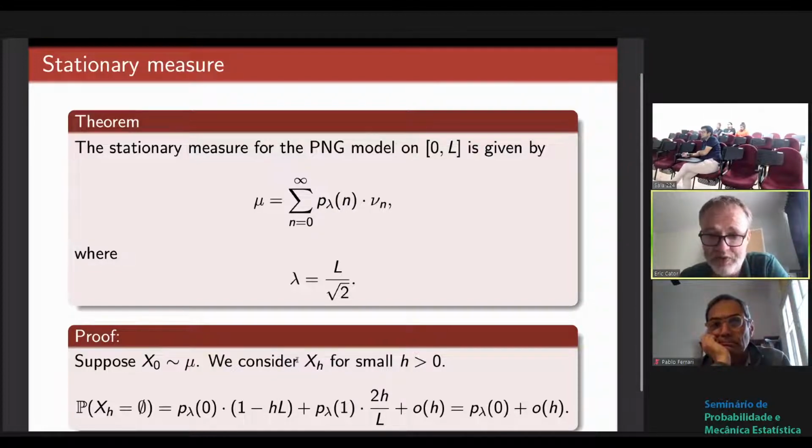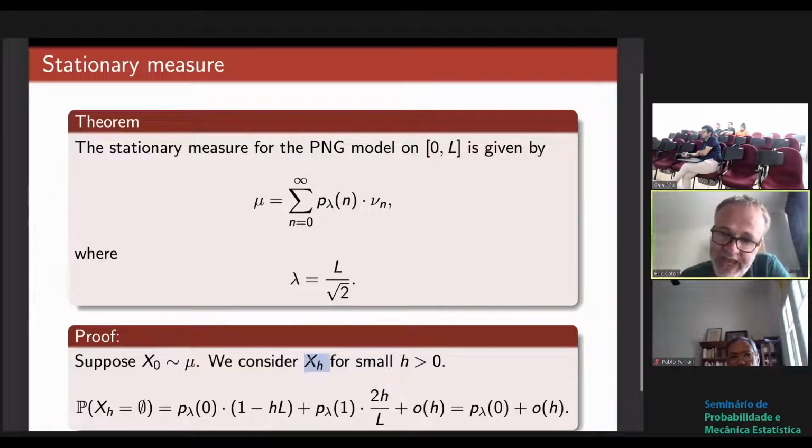Okay, so how do you prove this? Well, let's take a slightly heuristic approach for this. So we assume that x0 is actually distributed according to this mu, and then we want to prove that the distribution at time h, or some small h, is also the same as mu. And what we're going to do is show that the corresponding density for x of h is indeed equal to mu up to a factor of order h squared. And this will be enough to prove that mu is a stationary measure.